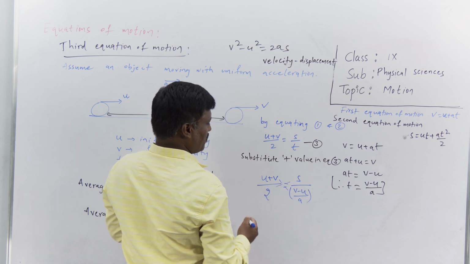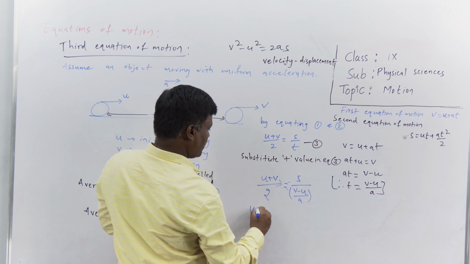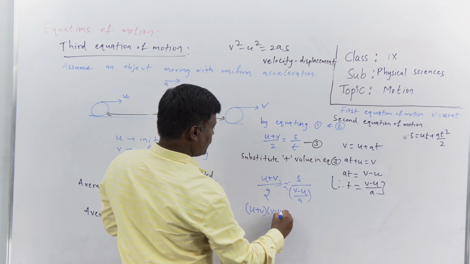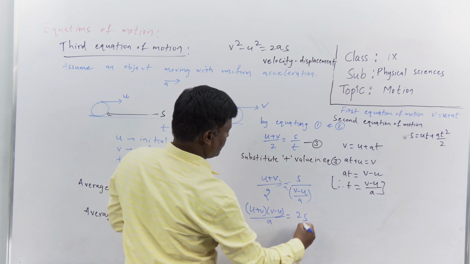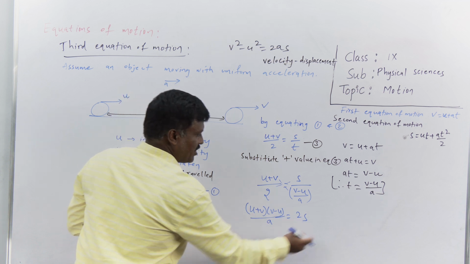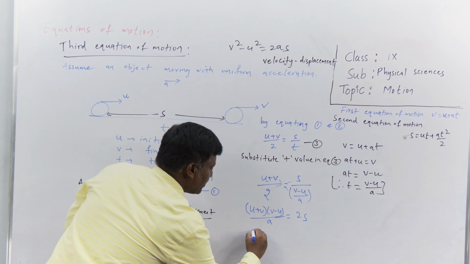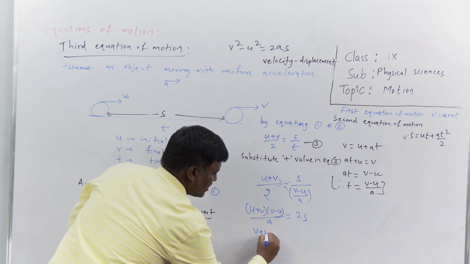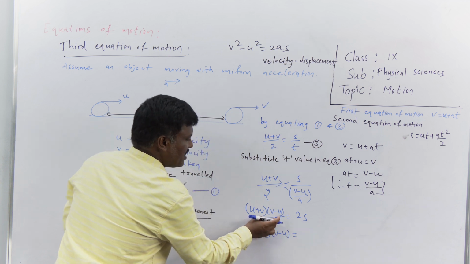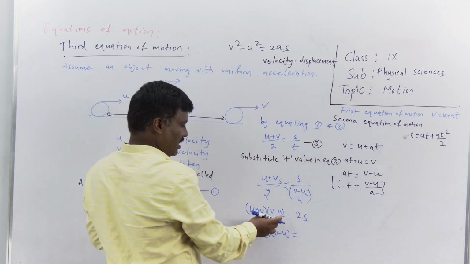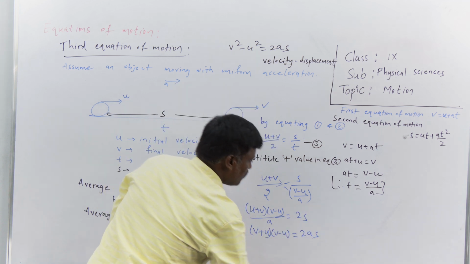Now we are going to do the cross multiplication. This into this is equal to this into this, right? So (u plus v) into (v minus u) by a is equal to 2s. You can transpose this a from LHS to RHS. Then this u plus v also can be written as v plus u, because a plus b is equal to b plus a. (v plus u) into (v minus u) is equal to, if I transpose this a which is dividing on LHS to RHS, it multiplies 2s, 2as.